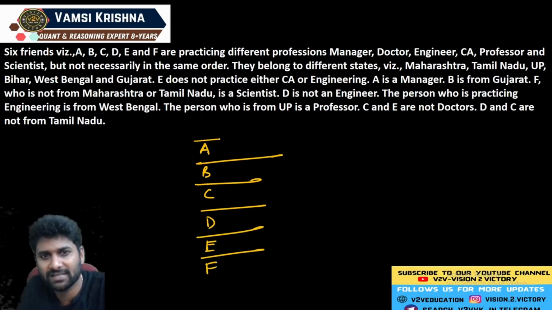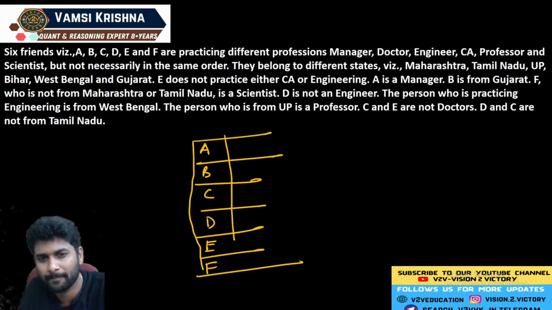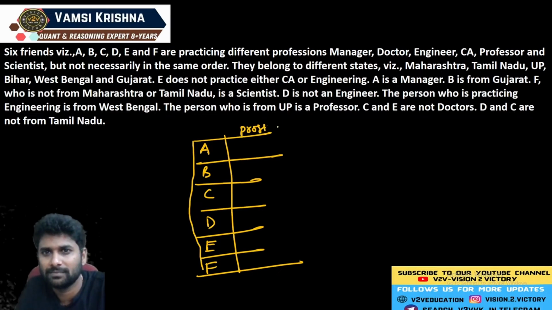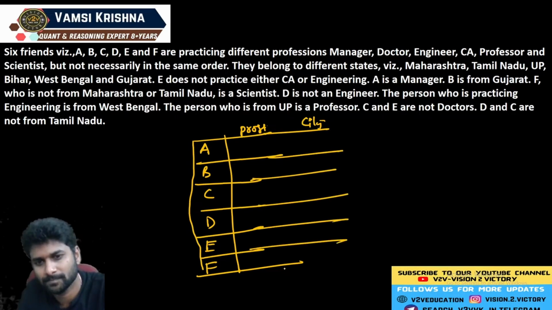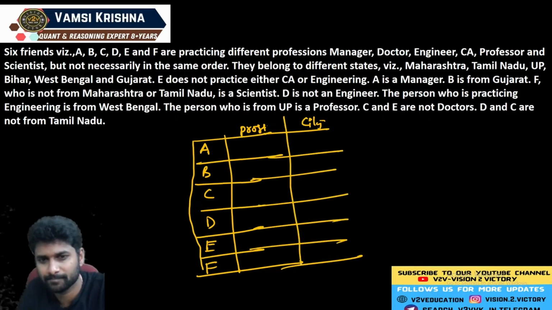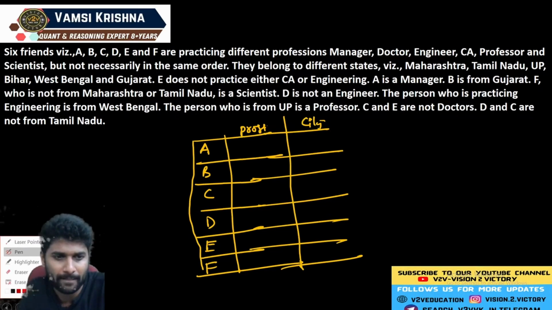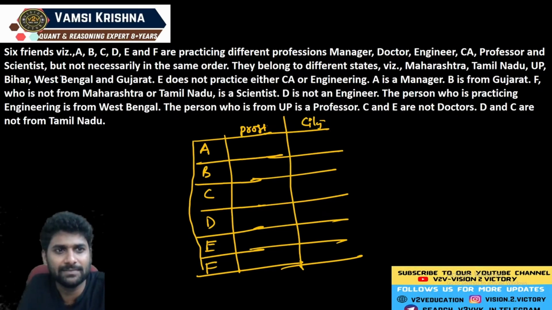So here there are 6 persons, and they have different professions, and they are from different cities. That's the overall data. Now let's take the data here.